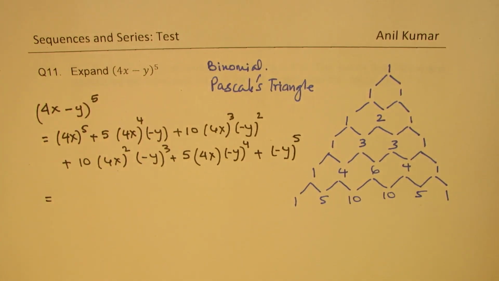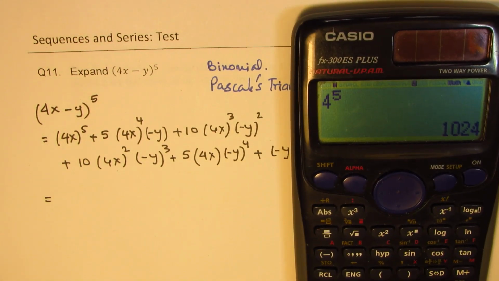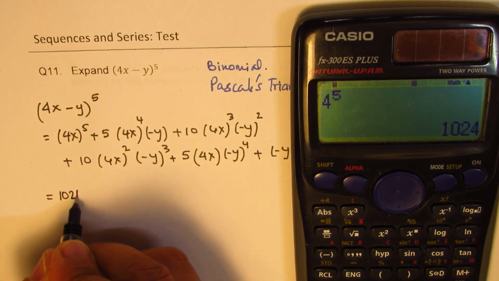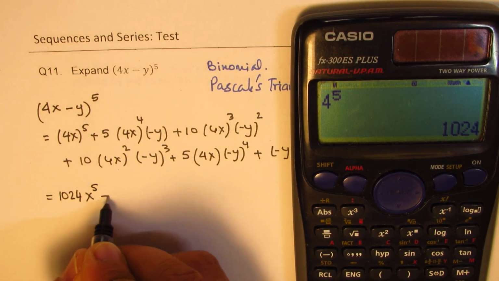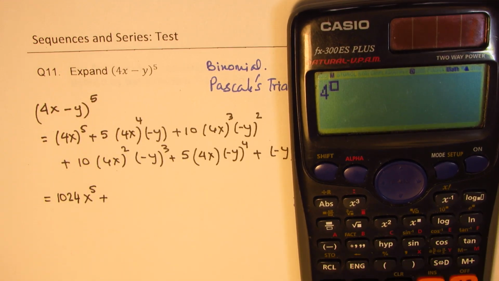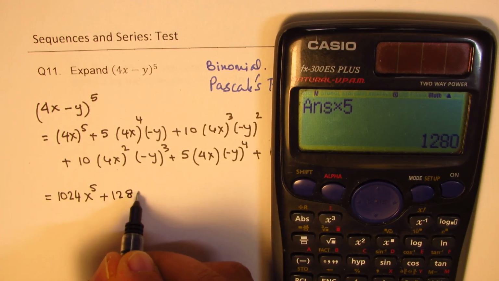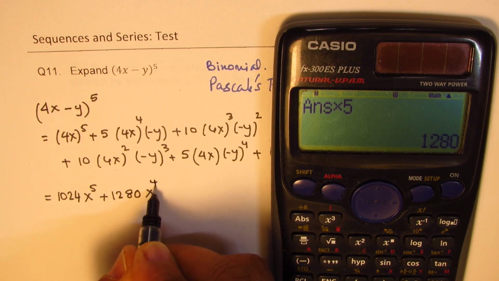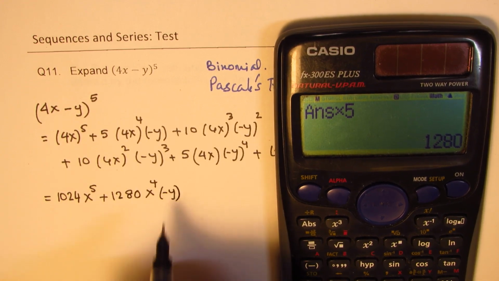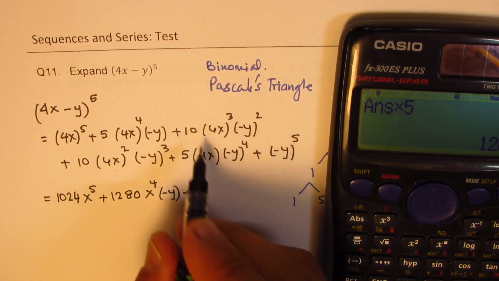So let's calculate. So we have 4 to the power of 5, which is 1024, x to the power of 5, plus we have 5 times 4 to the power of 4, so 4 to the power of 4 times 5, 1280, right? So we get 1280 x to the power of 4, and minus y. So we'll write minus y next time. Now here we have plus 10. So 4 cubed, 64, 640.